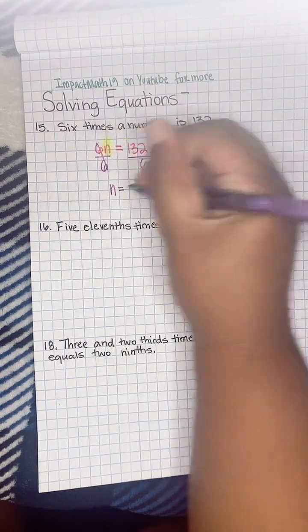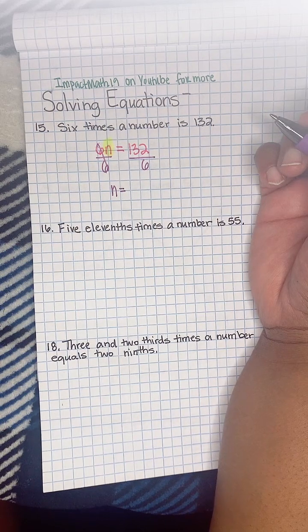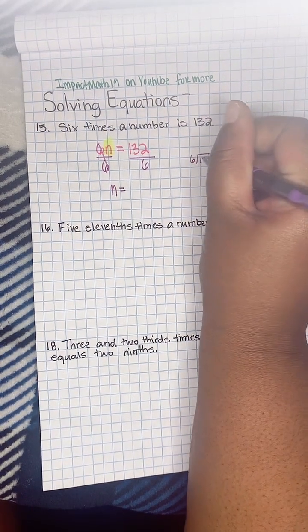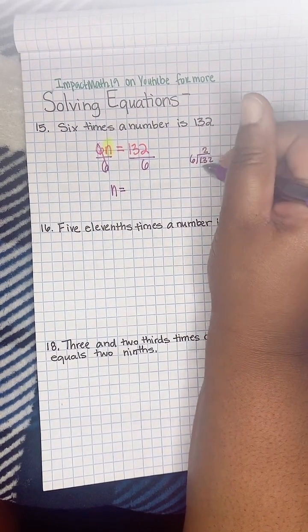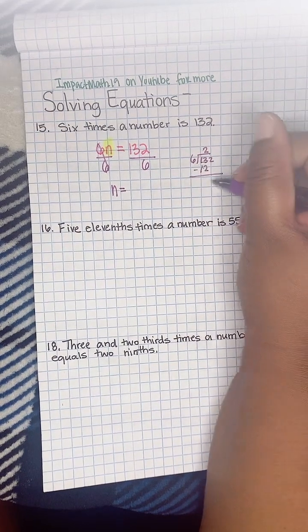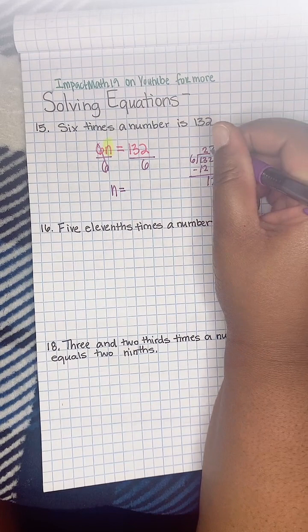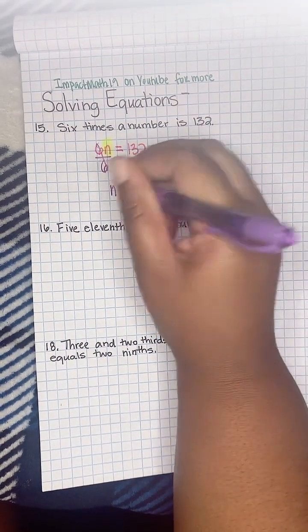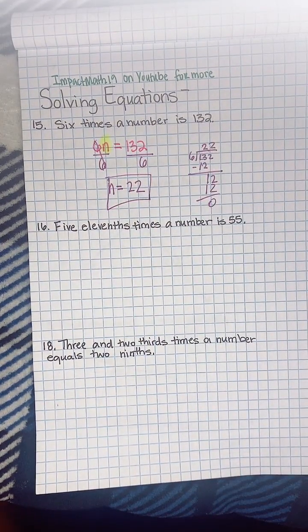So we get n equals, ooh, what is this, y'all? What do we get here? I've got to go old school. 132 divided by 6. So 6 can go into 13 2 times. That gives us 12. And then 6 can go into 12 2 times. So we get 22. Good. Yes.